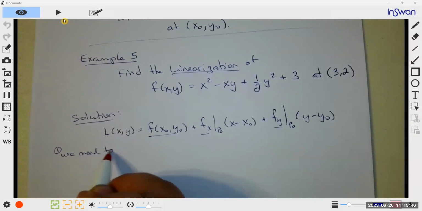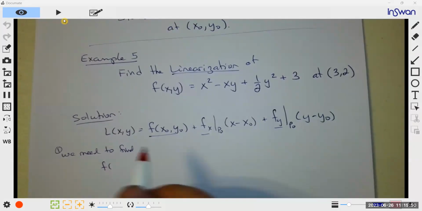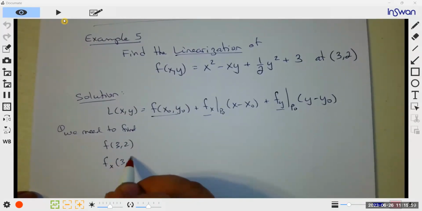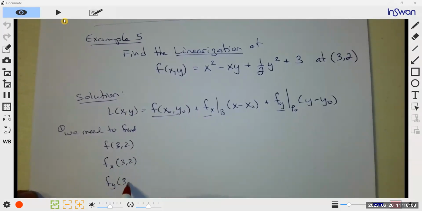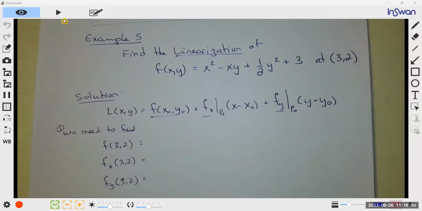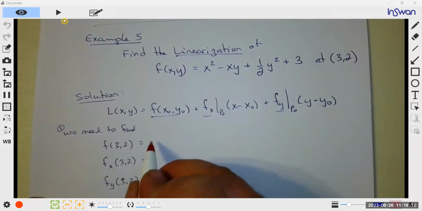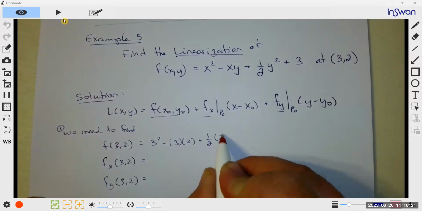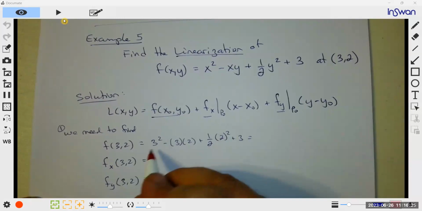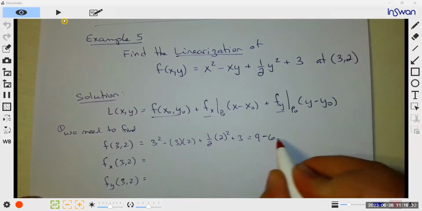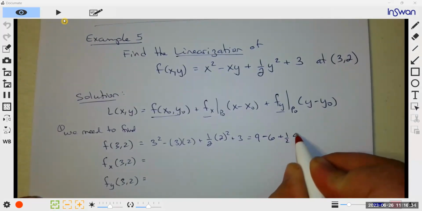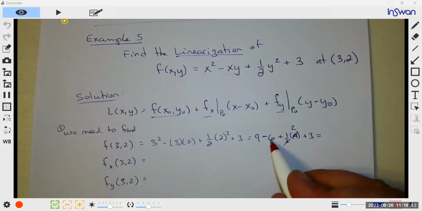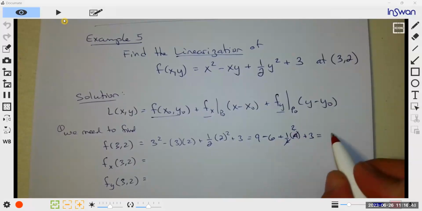We need to find f at our initial point, which is 3, 2. We have to find the partial with respect to x at the point 3, 2. And we have to find the partial with respect to y at the point 3, 2. So the original function at 3, 2, we get 3 squared minus 3 times 2 plus 1/2 times 2 squared plus 3. 3 squared is 9. 3 times 2 is 6. 1/2 times 4 becomes a 2. So 9 minus 6 is 3. Plus 2 is 5. Plus 3 is 8.